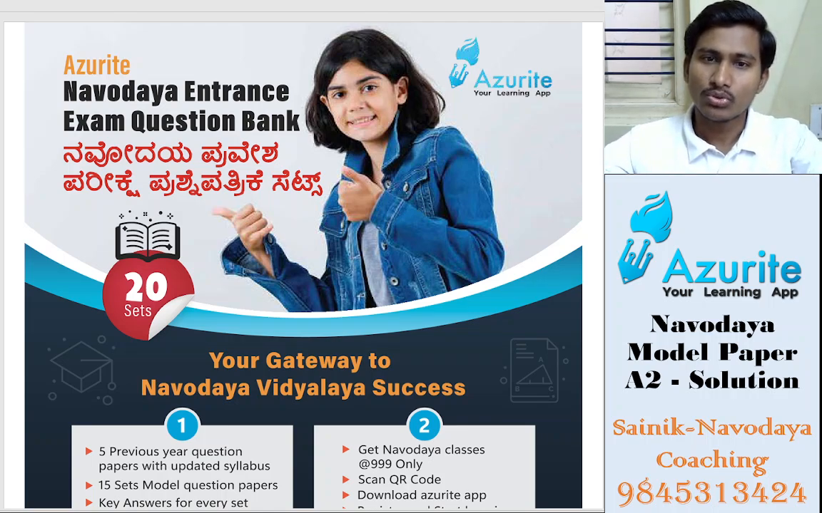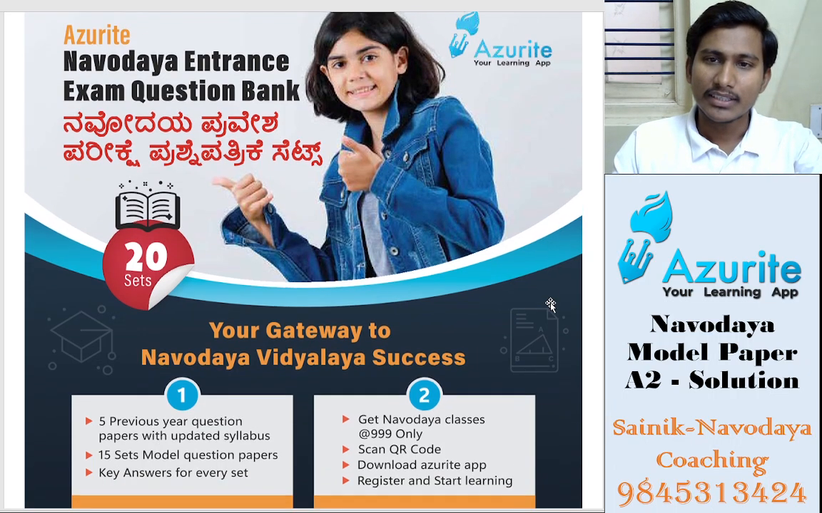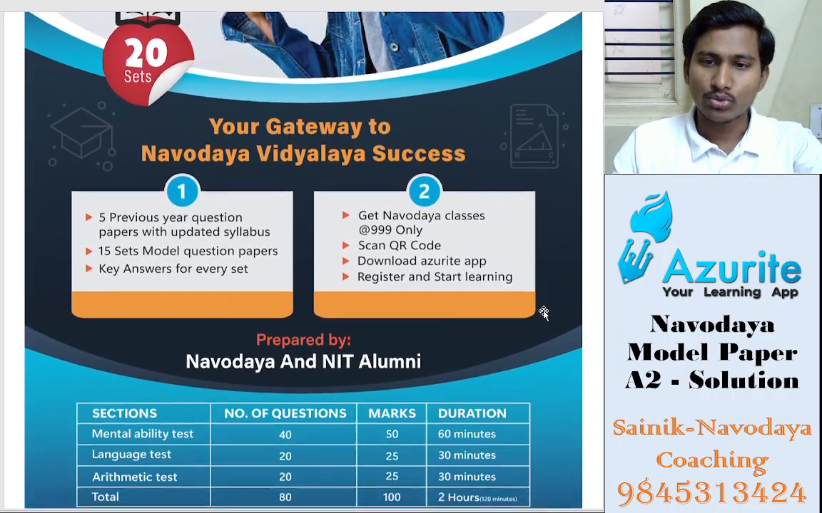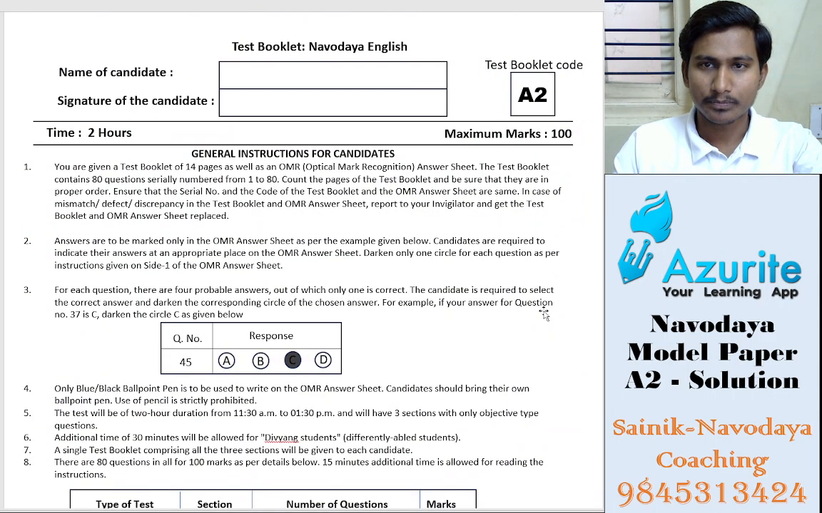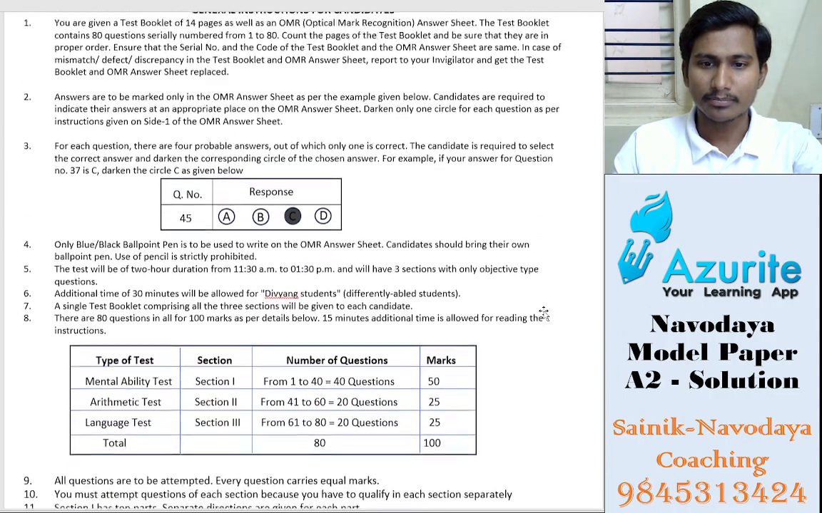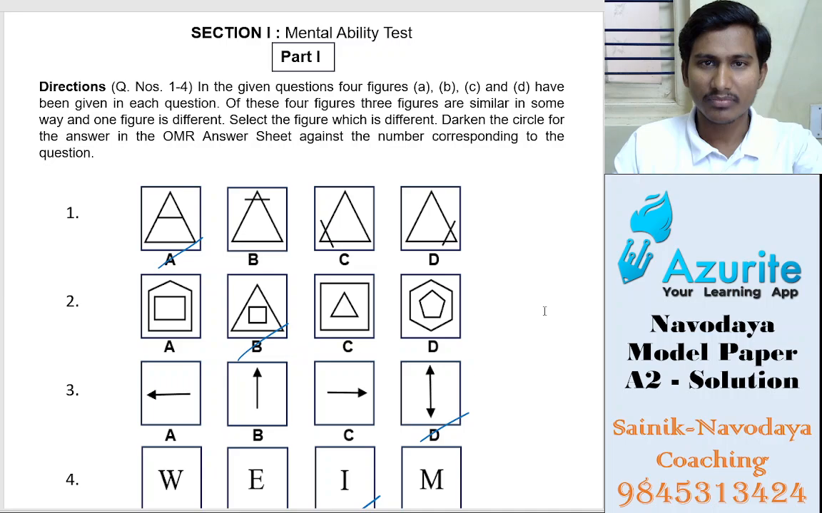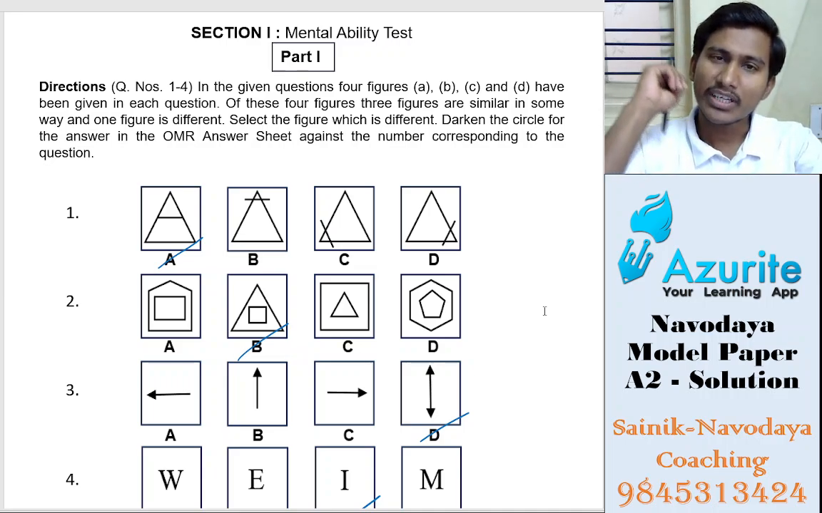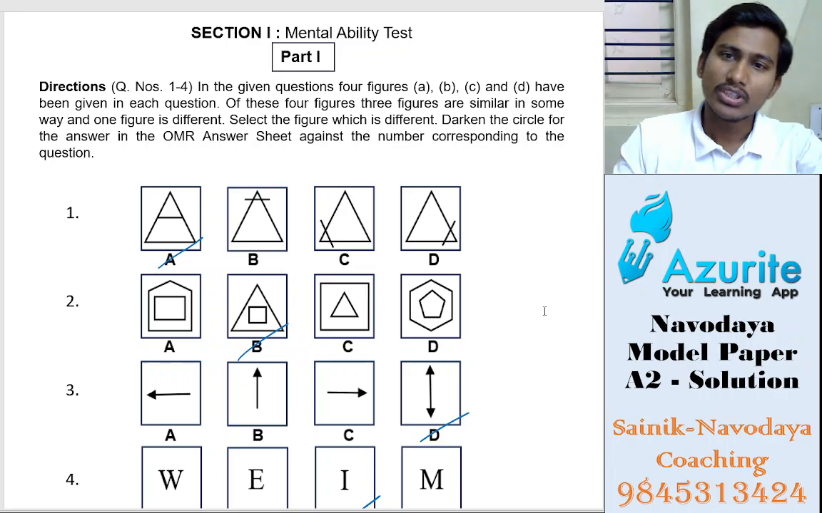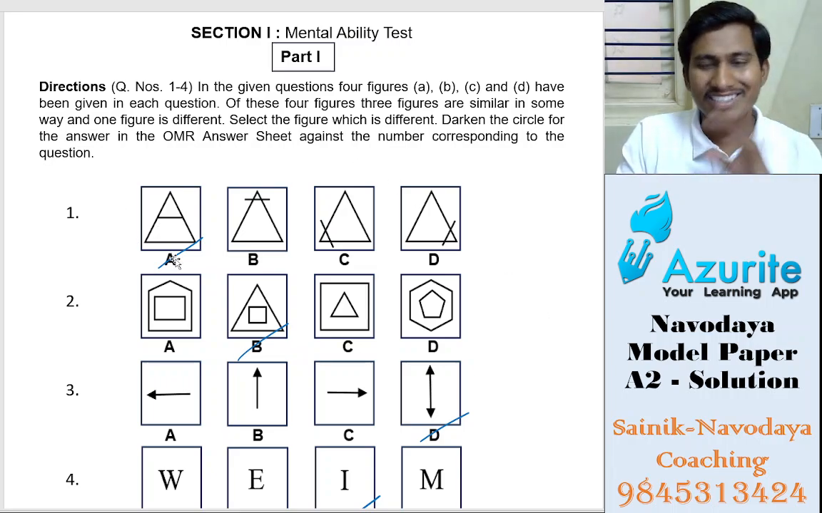So let's go to the question paper here. If you see, this is the A2 question paper. So let us solve that. Part 1 is mental ability. We know that the answers are easy. The first part will be odd one out, so we have to find which is the different one.